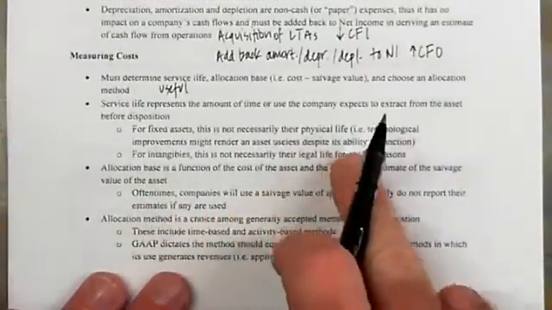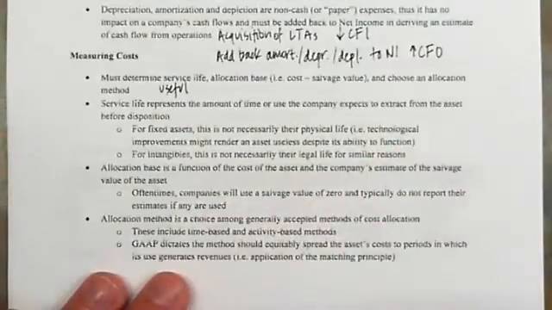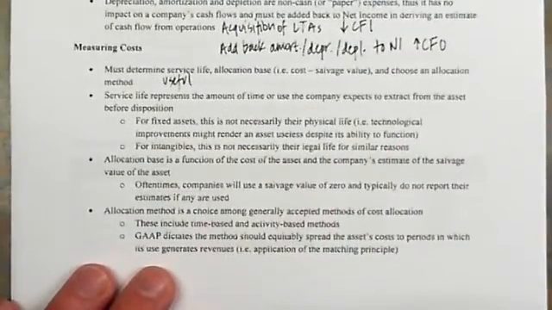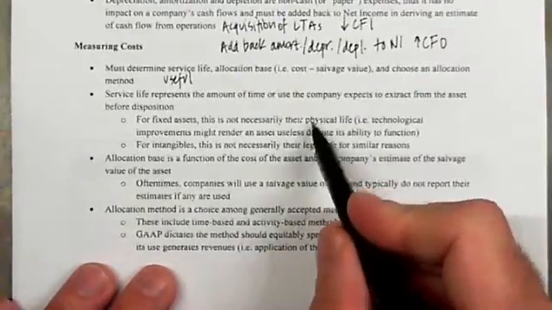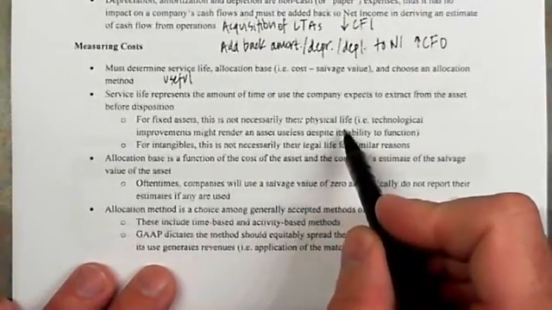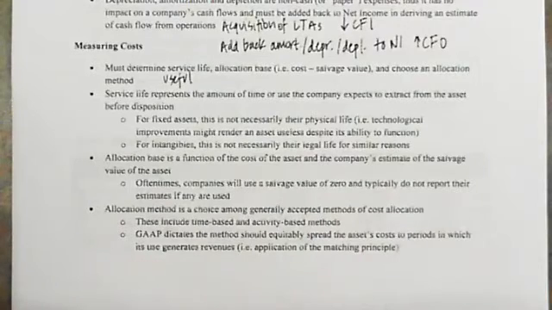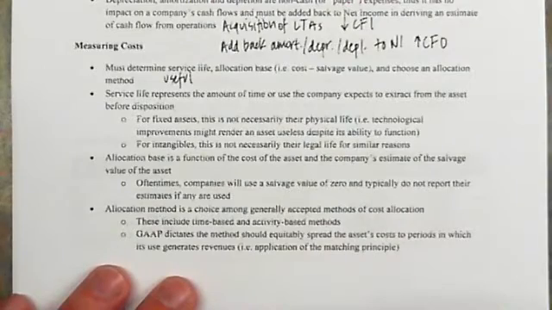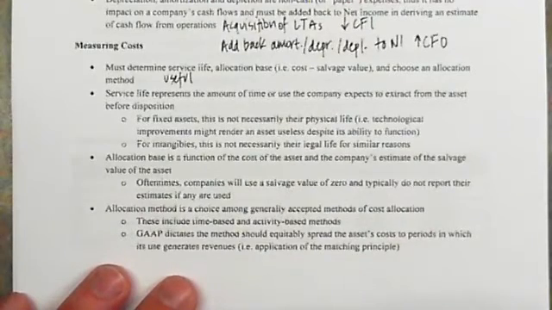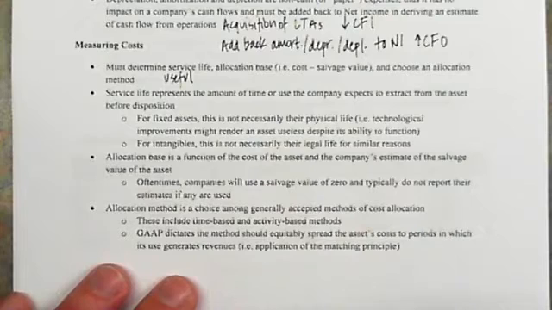So the service life is the amount of time we expect to extract revenues from the asset before we dispose of it. For fixed assets, it's not necessarily their physical life. So, we might not be able to use it until it runs into the ground because there's some sort of an advance that makes this fixed asset no longer useful in our operations. For intangibles, it's not necessarily their legal life for a similar reason. We had a patent. That patent's good for 20 years typically. What if a new patent comes out that renders ours obsolete, then we no longer have something that has a useful life.